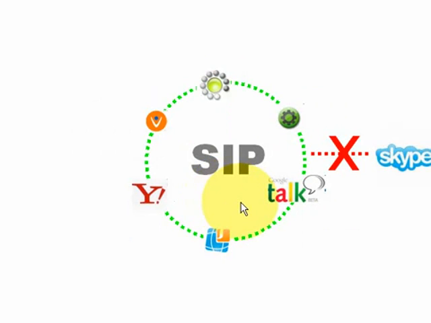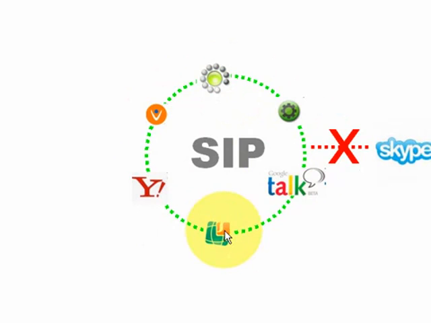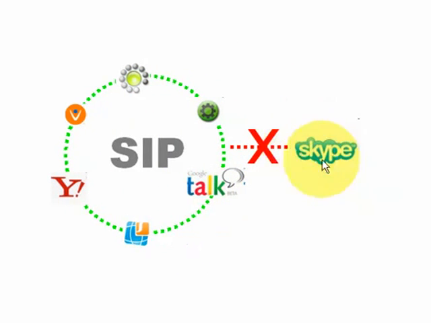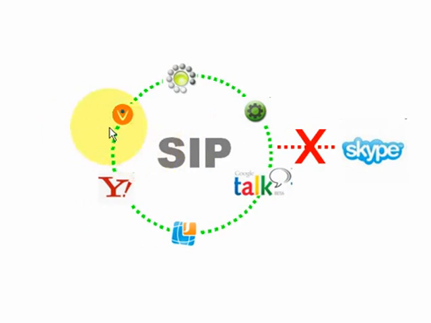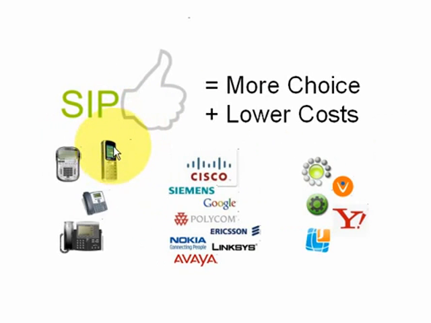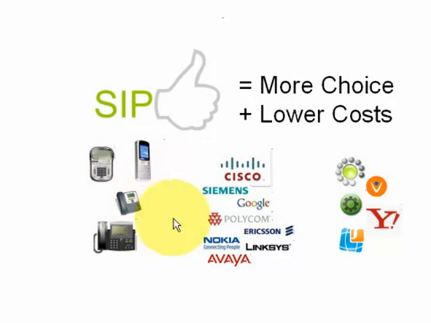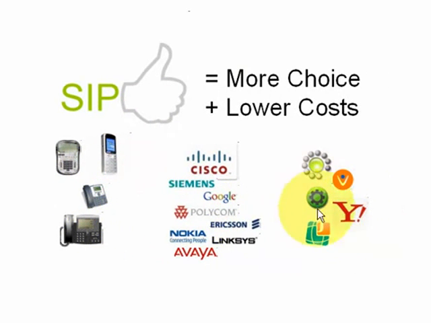The predominant type of VoIP is SIP. SIP is an open standard. That means that it's a common language for VoIP that different providers and manufacturers can use. There are other types of VoIP, like Skype, but that's proprietary. That means that it doesn't work with other systems. Skype only works with Skype. SIP means more choice and lower costs because many manufacturers produce many types of handsets and many different types of operators can work together.